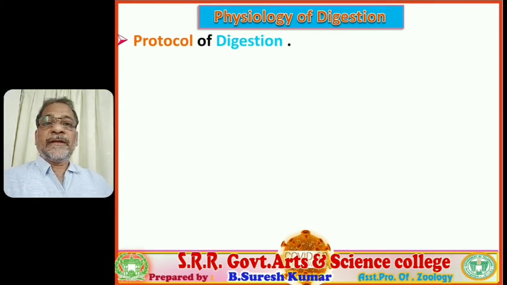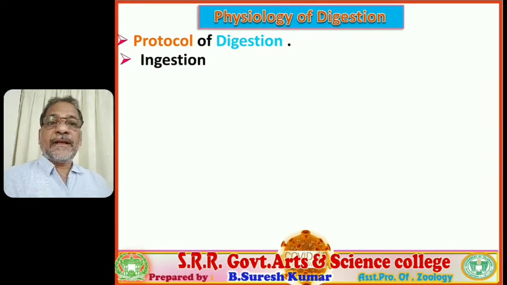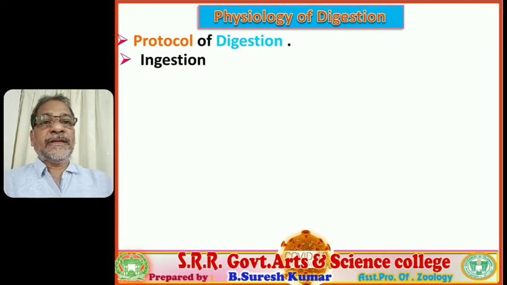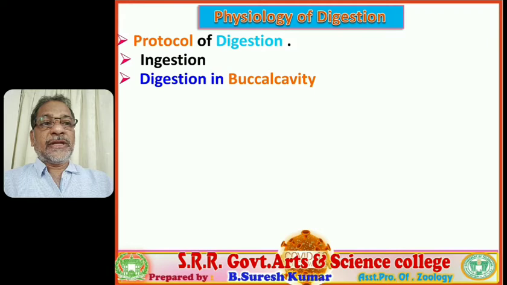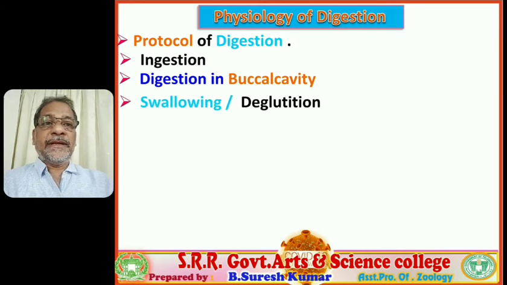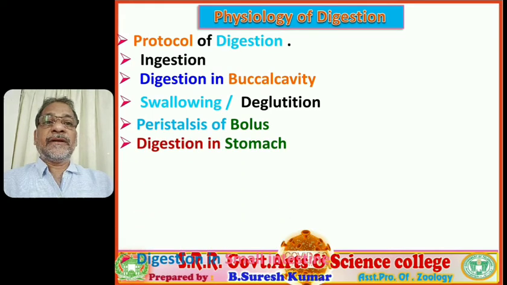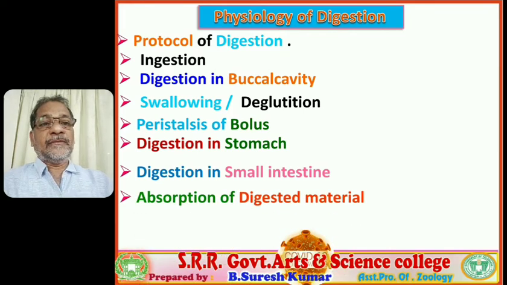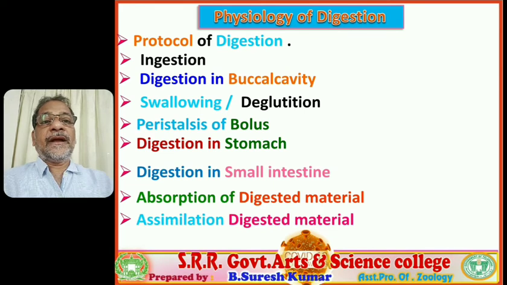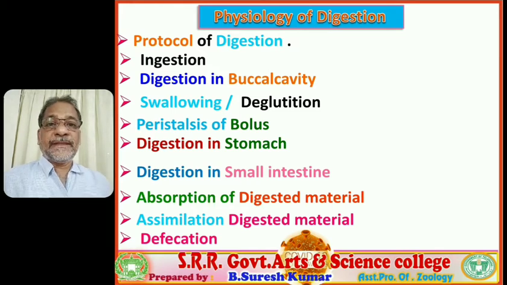If we observe the sequence of digestion, it includes various phases. The first phase is ingestion, then digestion in the buccal cavity, swallowing or deglutition, peristalsis of bolus, digestion in stomach, digestion in small intestine, absorption of digested material and assimilation, and the last and final phase is defecation. All these are a series of events that occur during the mechanism of digestion, the physiology of digestion. Let's sequentially discuss all these events.